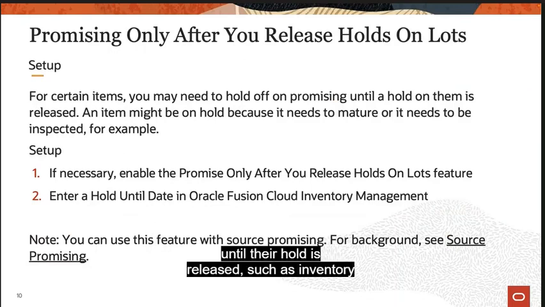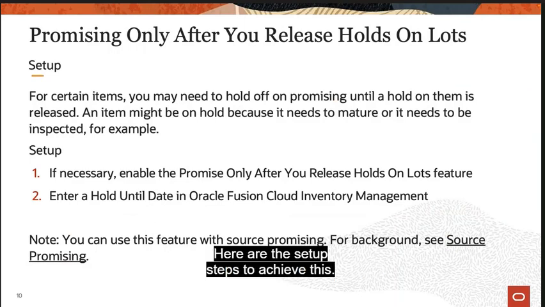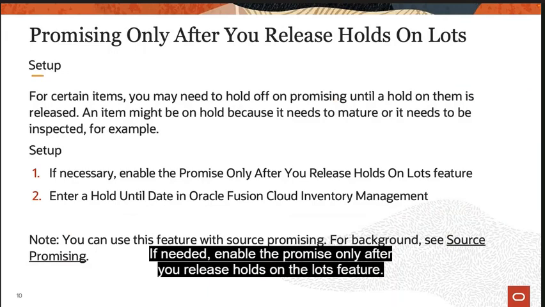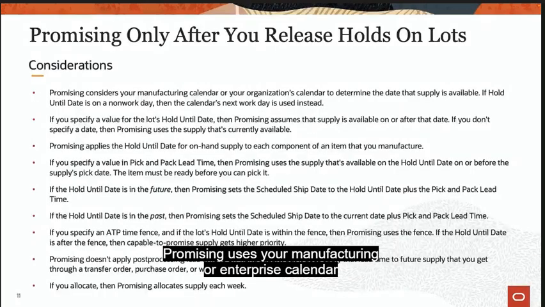For some items, you may want to delay promising until their hold is released, such as inventory that must mature or pass inspection. Here are the setup steps to achieve this. If needed, enable the promise only after you release holds on the lots feature. In Oracle Fusion Cloud Inventory Management, enter a hold until date for the relevant lots. Note that this capability also works with source promising.